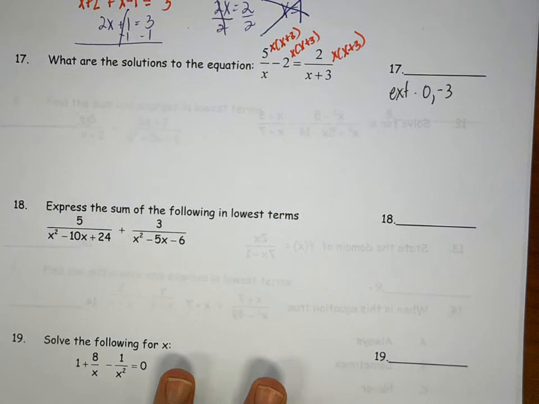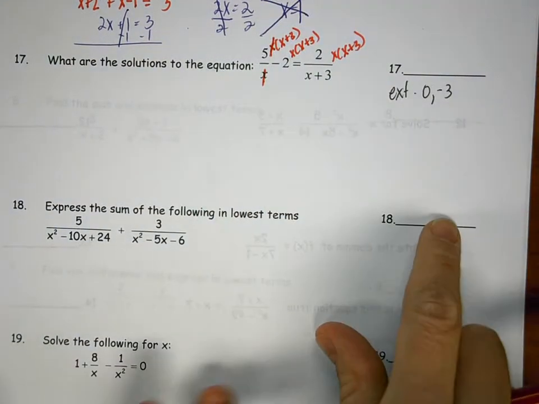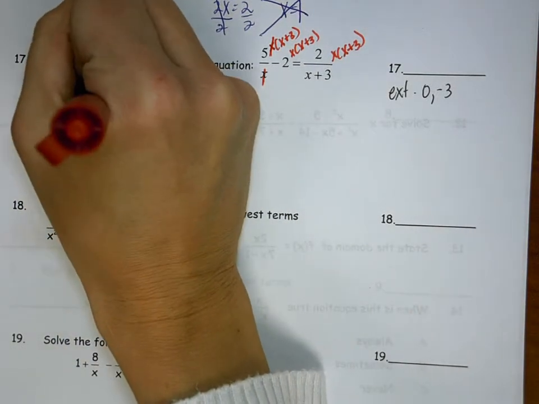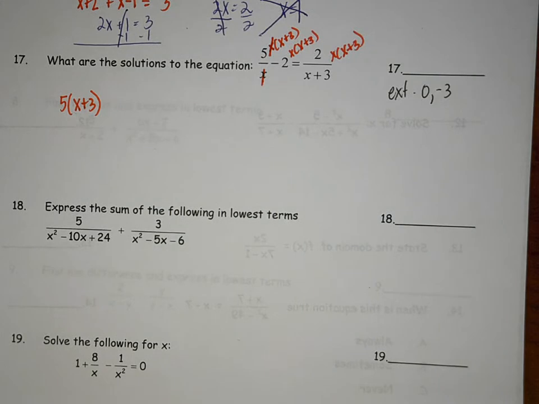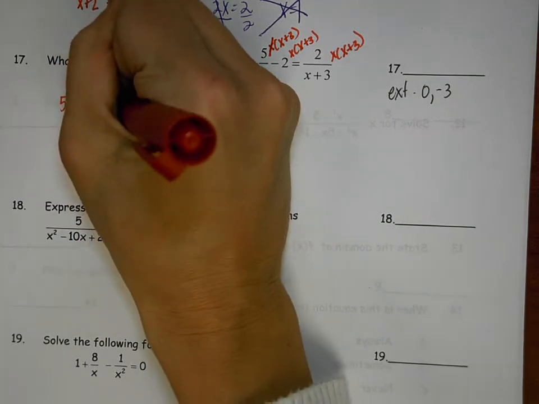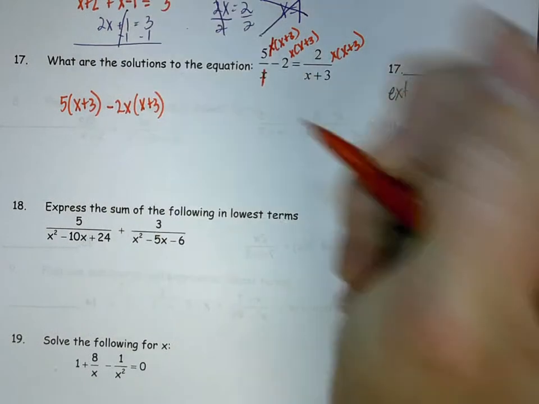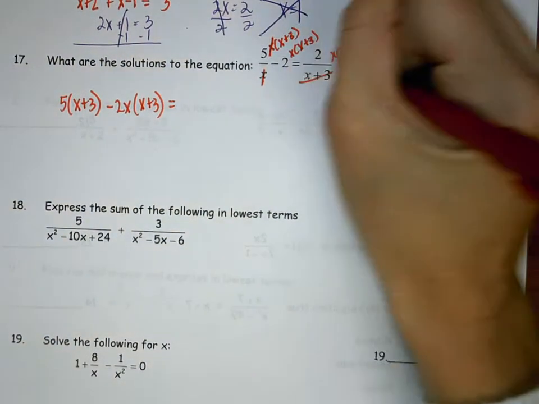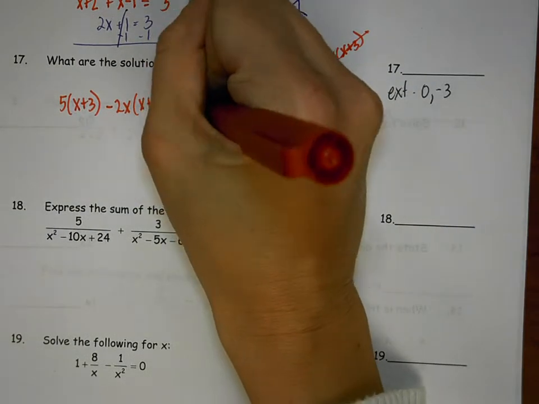Okay, on my first term, my x's cancel out. And on this one, since it's not 1 times something, I'm going to write it down. So I have 5 times x plus 3 left over. On my next term, nothing cancels, and I have negative 2x times x plus 3 equals, and on my last term here, x plus 3's cancel, and I'm left with 2x.